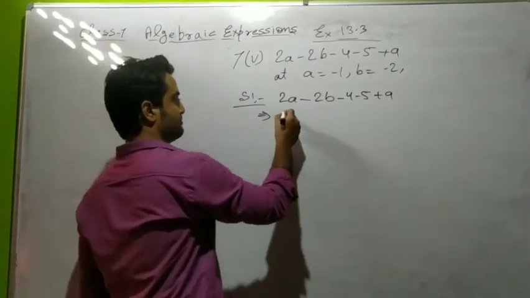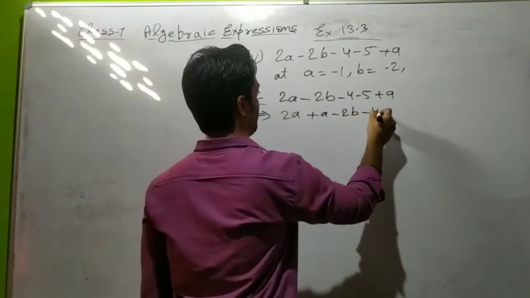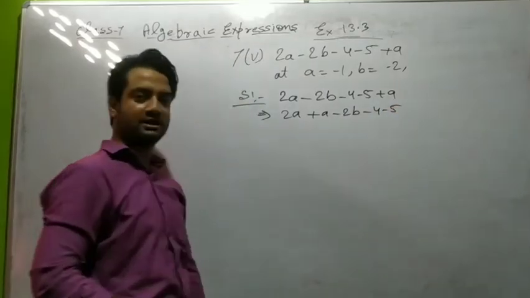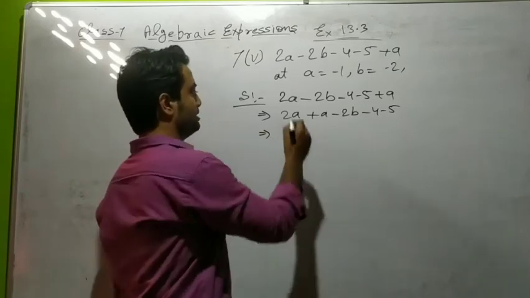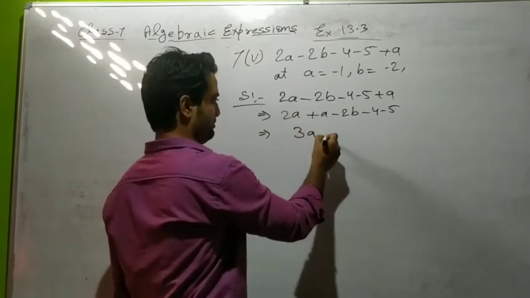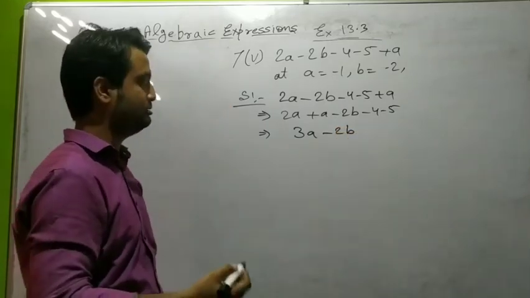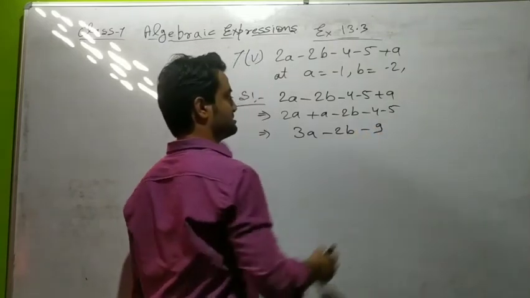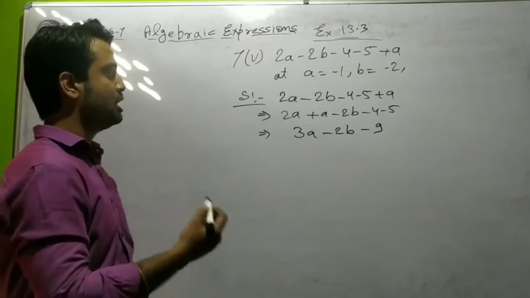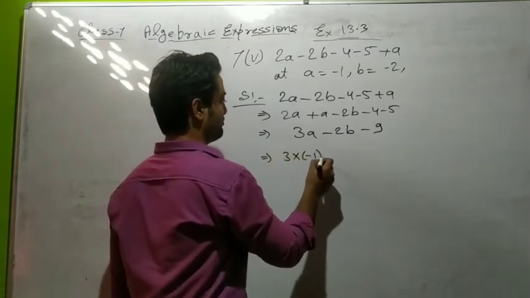Now we will put the like terms together. That is 2a plus a minus 2b minus 4 minus 5. Now we will simplify the like terms. That is 2a plus a, 3a. Minus 2b will be as it is because there is no like term for b part. Now minus 4, minus 5 gives us minus 9. Now we will put the values. So it will be written as 3 into minus 1.